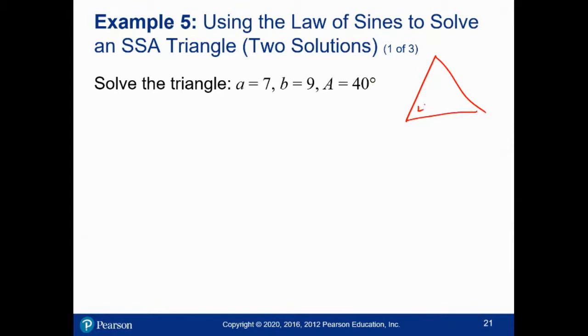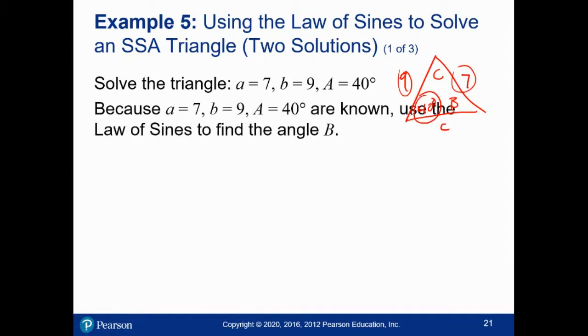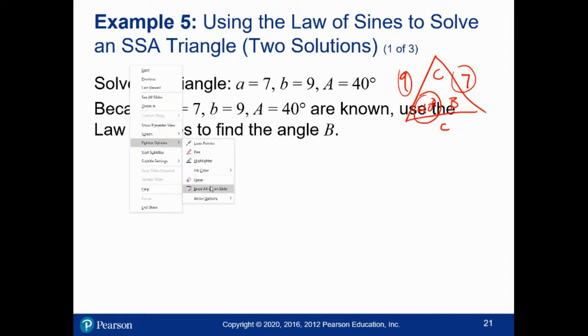If I call this angle 40 degrees, that's A. That means across from it goes side length A, which is 7. If I call this 9, that's little b, which means this is capital B, which means that's capital C, that's little c. I have side, side, angle. So we're going to use the law of sines to try to find some angles in here.